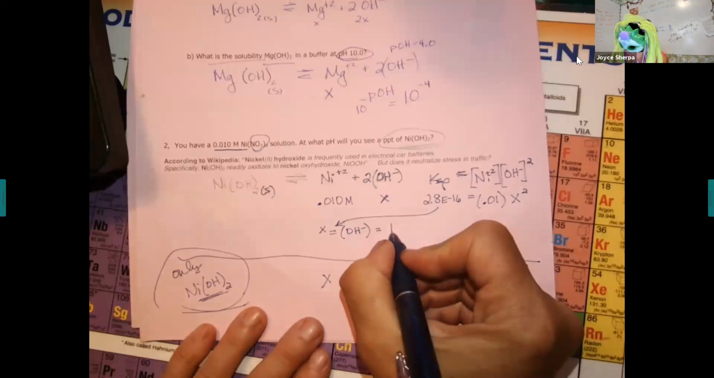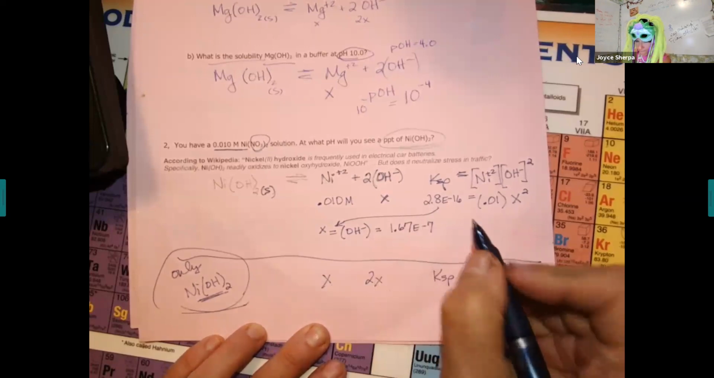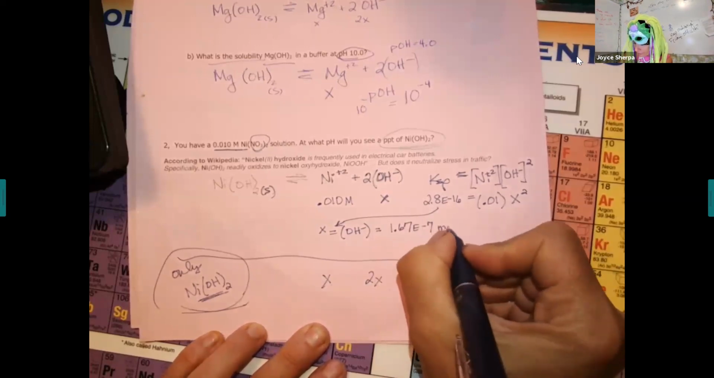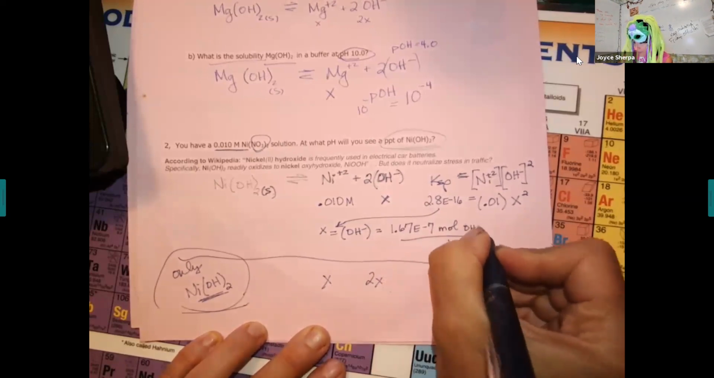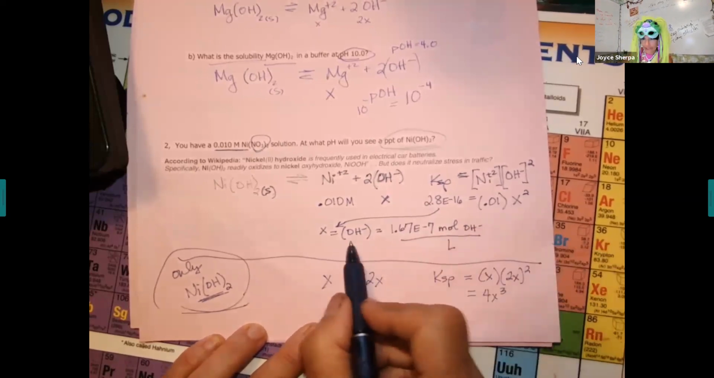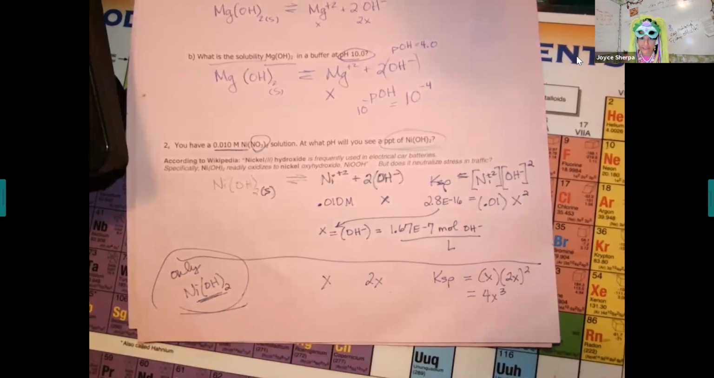All right, 1.67 e to negative 7. The units are moles per liter, and I think it's helpful to say what kind of moles. So either here or in both places. So this is moles of your hydroxide per liter.